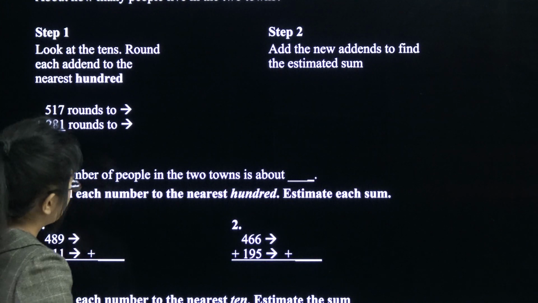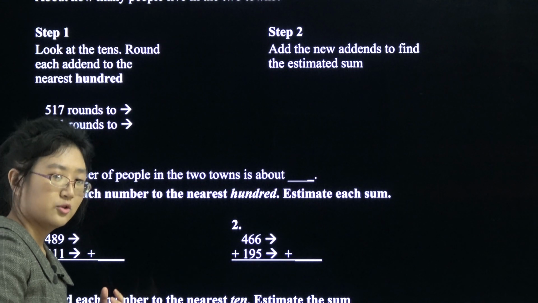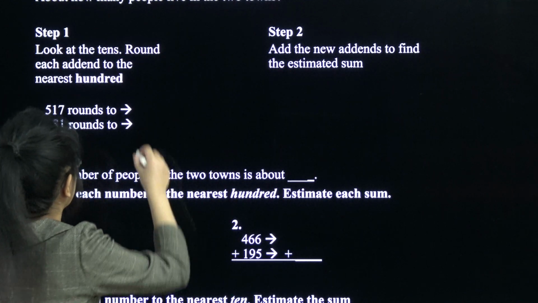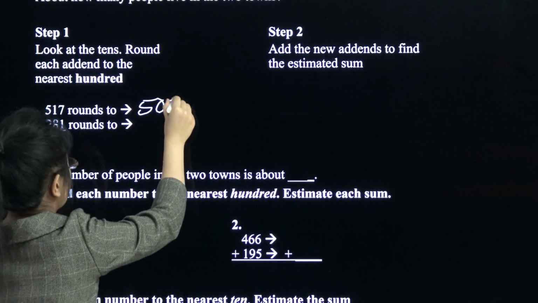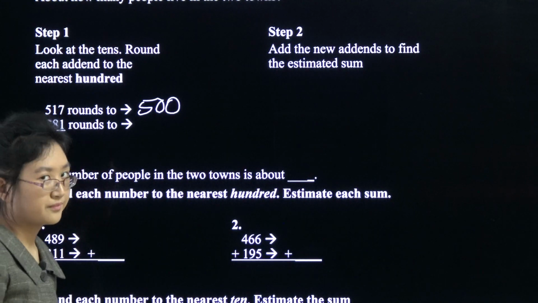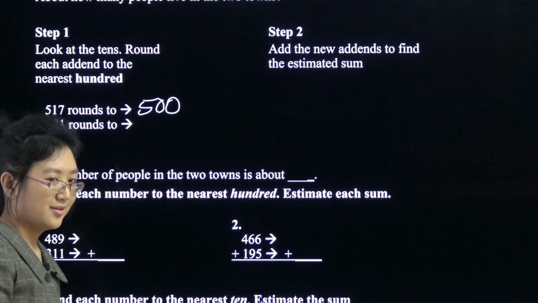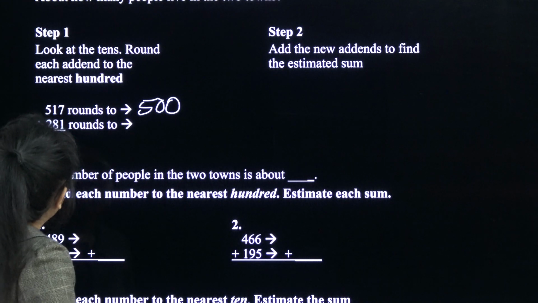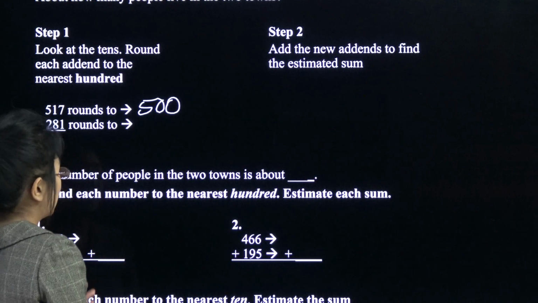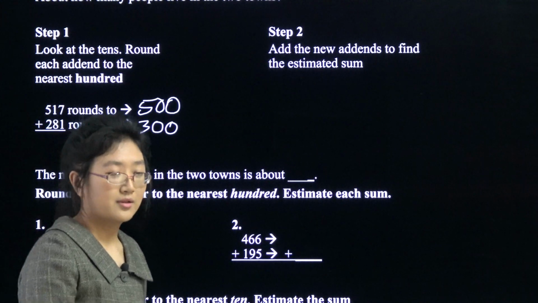What's 517 to the nearest 100? Well, is 517 closer to 500? Or is it closer to 600? It's closer to 500. Because if we look at its ones, then it's 1. And 1's obviously closer to 0 than 10. 281 rounds to 300, because it's closer to 300. 8 is closer to the next 10 than the 0 under it.